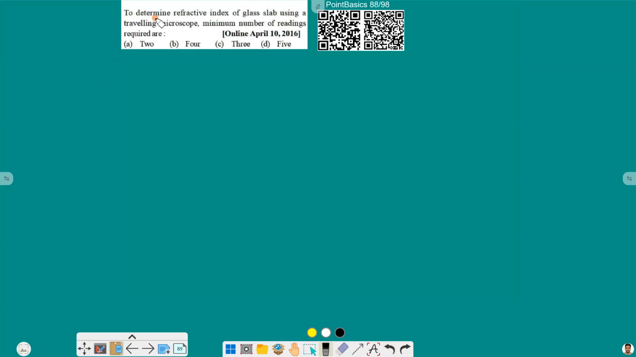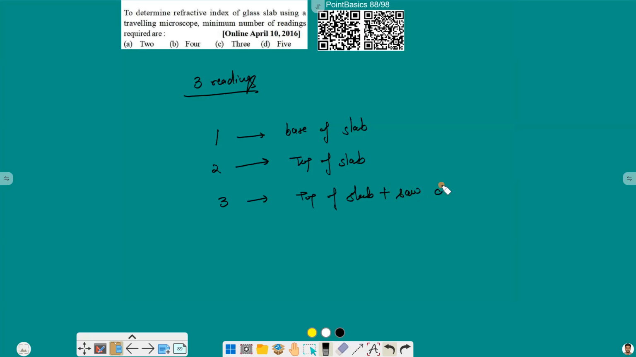Now in the next one, to determine the refractive index of a glass slab using a traveling microscope, the minimum number of readings required. So in this experiment, we require 3 readings as the minimum number. The first reading is for the base of the slab. The second reading is for the top of the slab. And the third reading is the top of the slab plus sawdust.